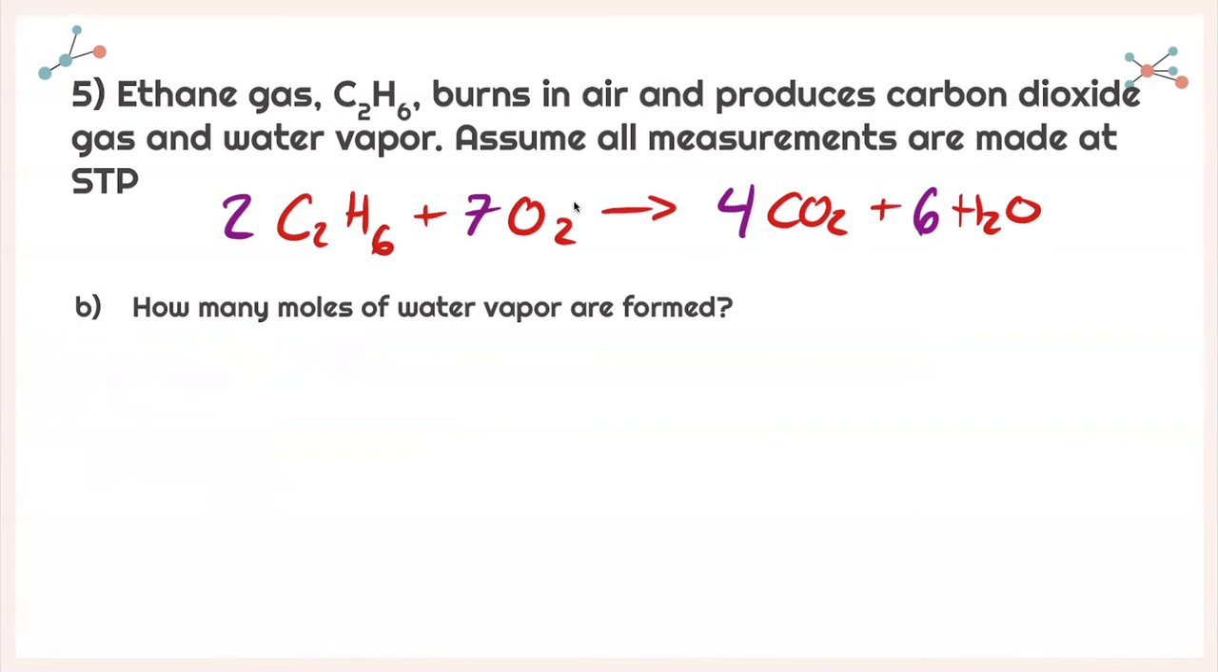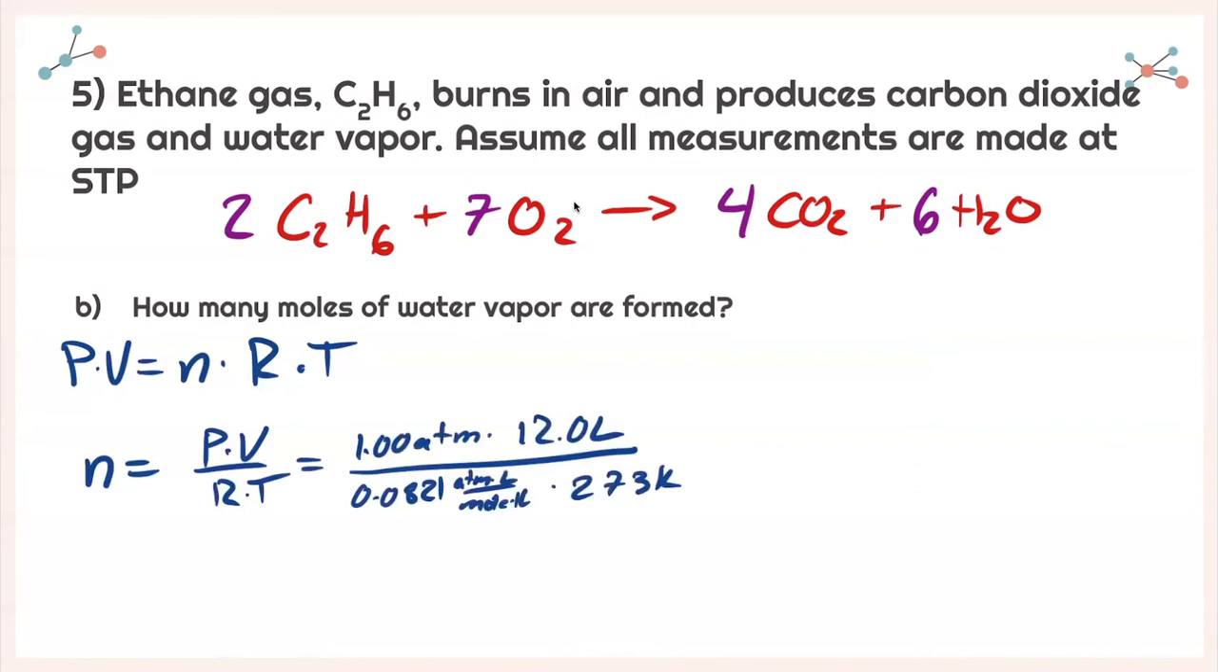For part B, it says how many moles of water were formed. We're given our volume of ethane, so let's solve for the number of moles. Using my ideal gas law, I can rearrange it to find the number of moles. Plugging everything in, we have our pressure, that's standard temperature and pressure. My volume was 12.0 liters. I'm going to use my R constant for atmospheres, and my temperature is 273 Kelvin. Plugging all of that into my calculator, I can get 0.535 moles of ethane.